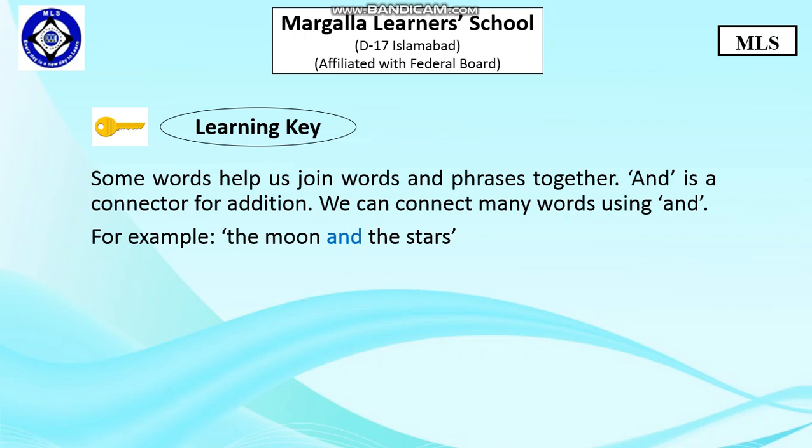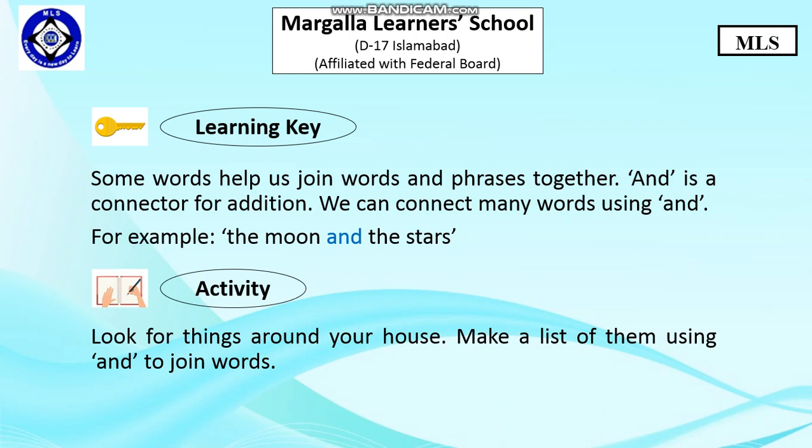Now, let's do an activity. Look for things around your house. Make a list of them using and to join words. For example, I saw the table and the chairs. Just like this, try to make 5 more words joining with and write them on a loose sheet.